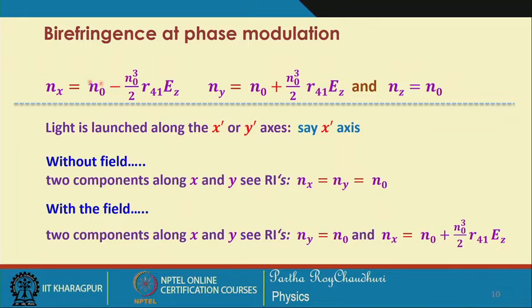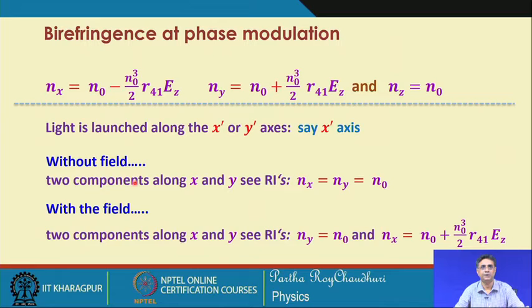So, let us see that once again. This n x is represented by this, n y is represented by this, which are the signatures of the applied electric field, n z is 0. So, light is launched along x prime or y prime axis. Let us suppose that first we considered that light is launched along x dash axis.